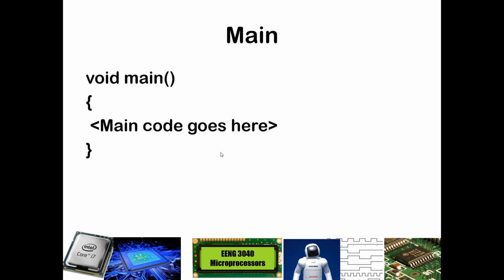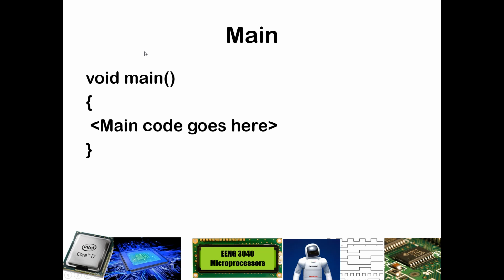So here's the basic syntax for main. We're going to say void space main, and then we'll have an open parenthesis and a closed parenthesis. Then we'll have an open curly brace, and then whatever main needs to do will go in here, and then we'll have a closed curly brace. This void indicates that when this function terminates, it's not returning anything.